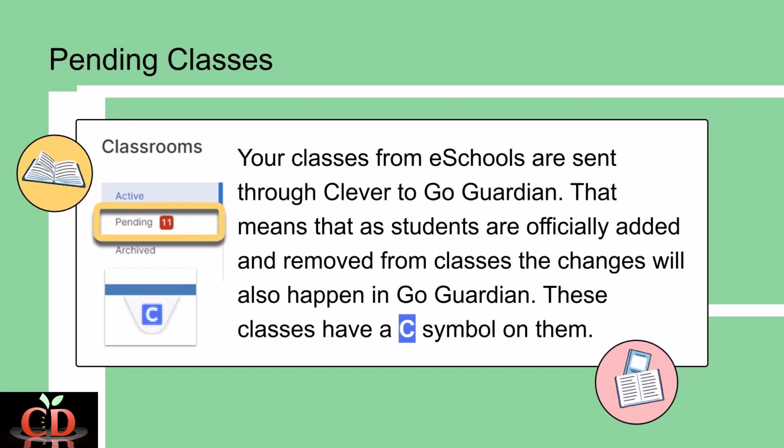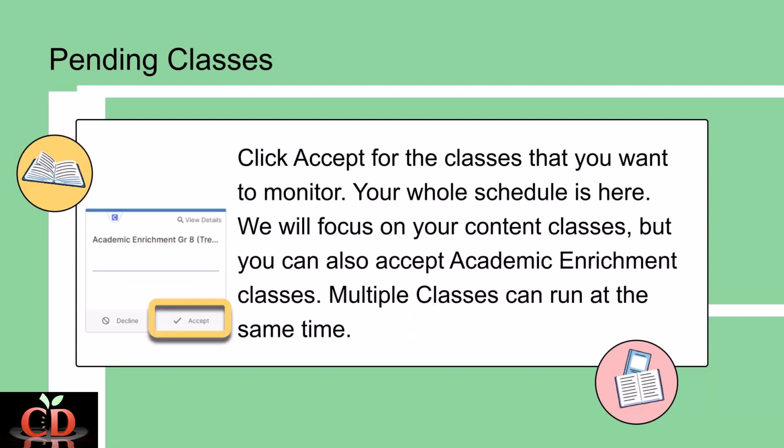Your classes are going from eSchool through Clever and then into GoGuardian. So all of this means that the students are officially added and removed as they are from eSchool. Generally if a student is added to your class, it takes about a day for the names to process through, but then they'll come. And you'll know that all of these classes are synced because they have the C from Clever right there on them.